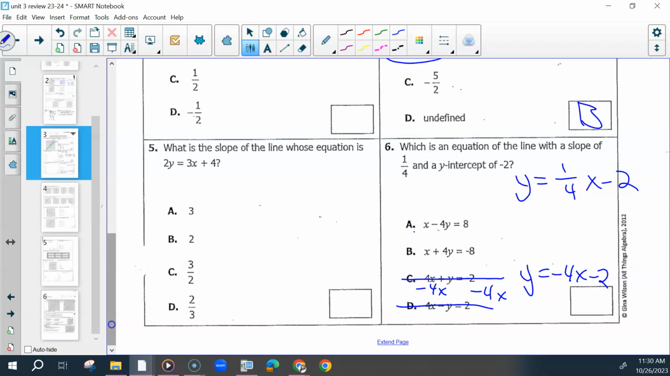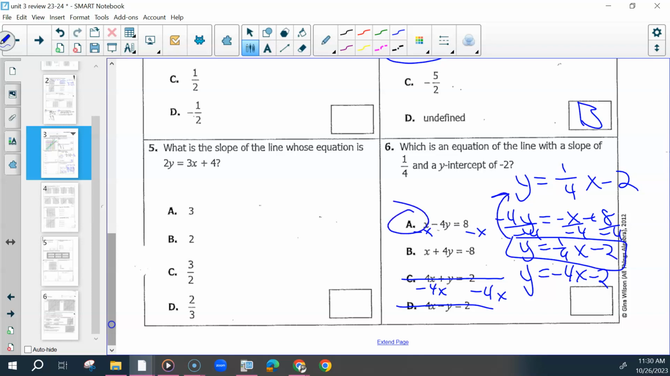So let's try A. Subtract x on both sides. Divide everything by negative. They match. It is A. But if they did match, it would be B by default. Move on to the next page.